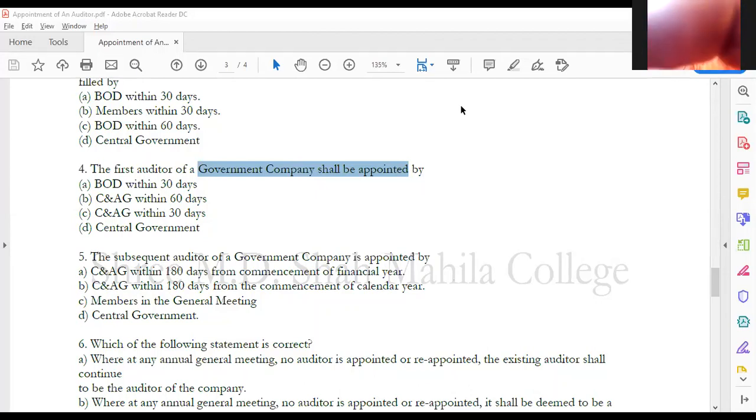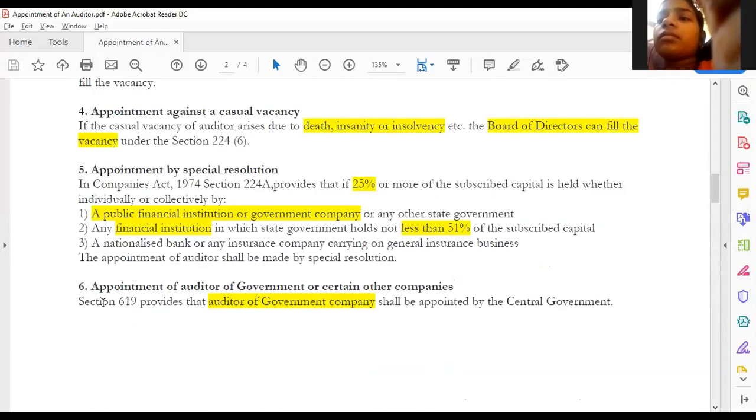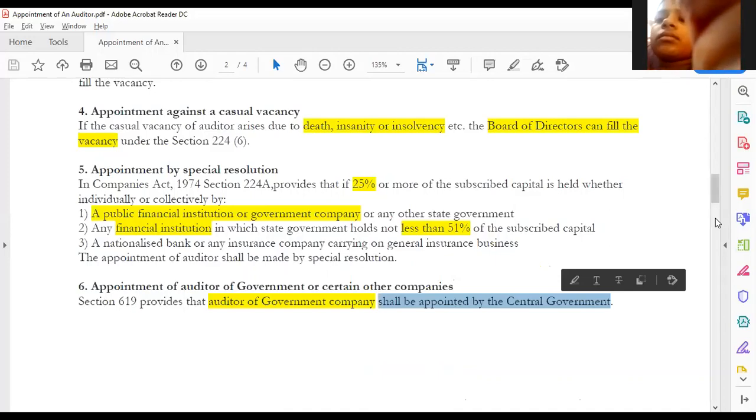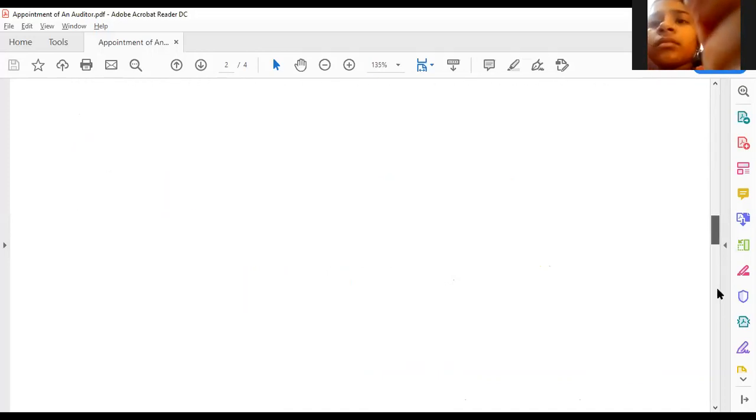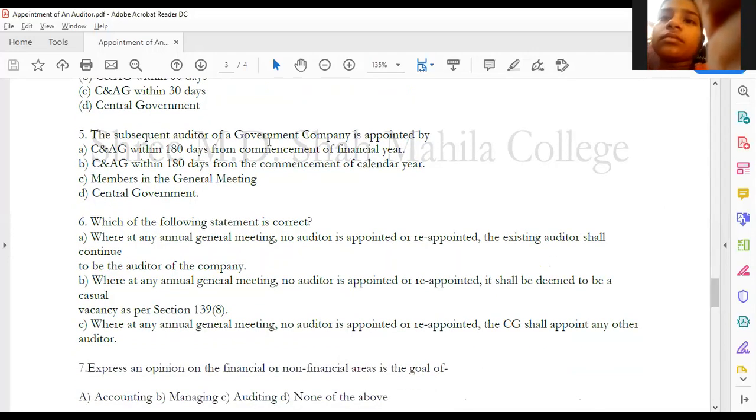In case of any auditor that is appointed, this test is helping you to clear your doubts and difficulties. Answer is D. We just studied that central government. See, as per section 619, auditor of a government company shall be appointed by the central government. Going ahead, subsequent auditor of a company is appointed by central government. That we just did.